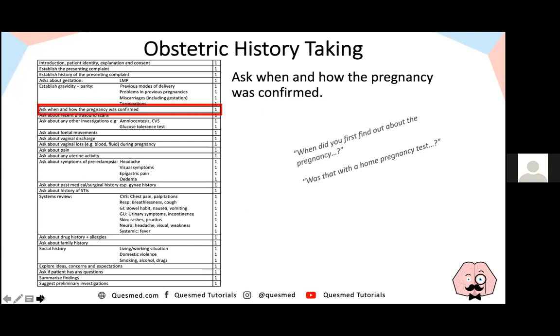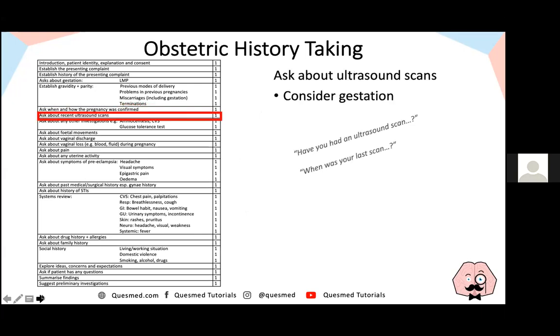So was it a surprise pregnancy? Was it confirmed on a routine scan? Was it a planned pregnancy? Just gives you a bit more of a picture about the pregnancy itself. And we ask specifically about ultrasound scans and considering the gestation. So if they're very early on, they've probably only had one scan. If they're later on, they might have had multiple scans.